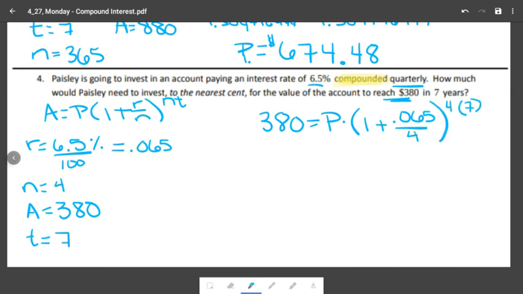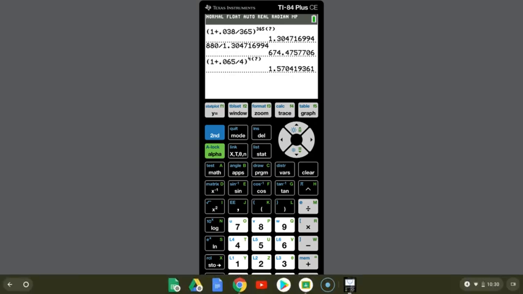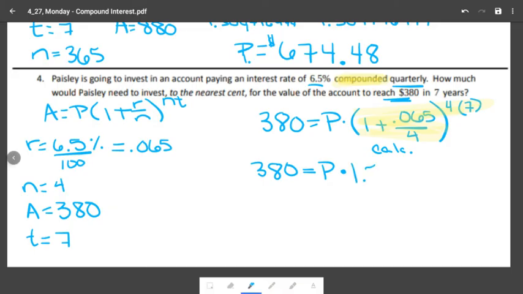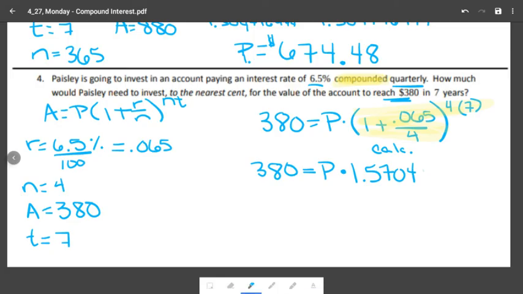So plugging in all the numbers, we're going to plug that whole decimal, that whole parenthesis into our calculator. So we'll have 380 equals P times whatever that number comes out to be. So we have 1 plus 0.065 divided by 4 to the power 4 times 7. And again, we're using the whole decimal. 1.570419361.